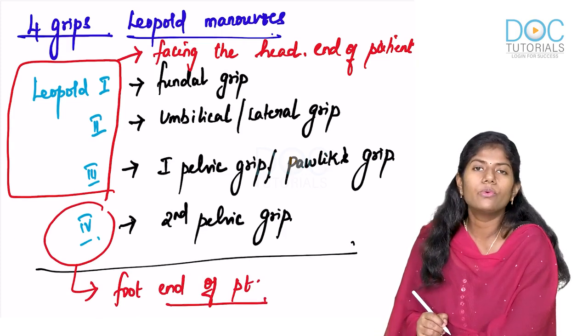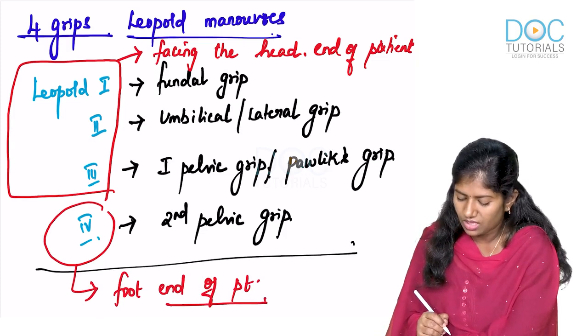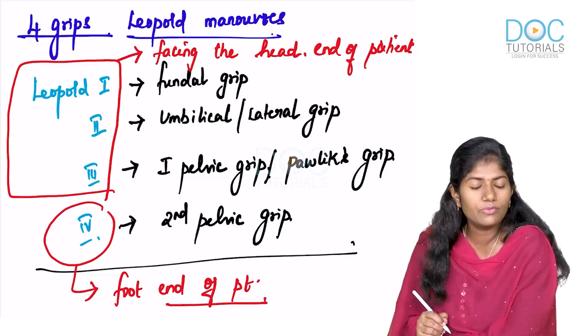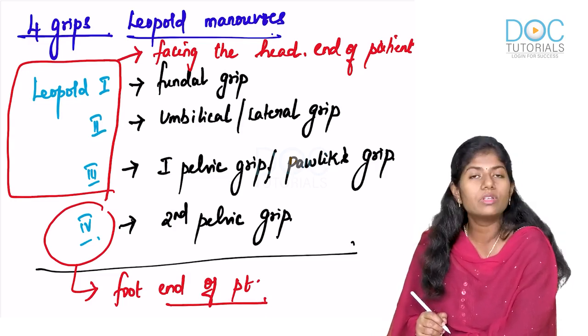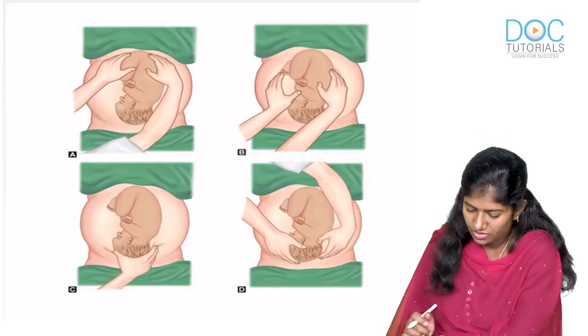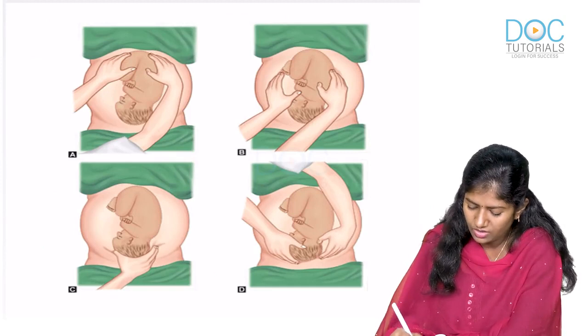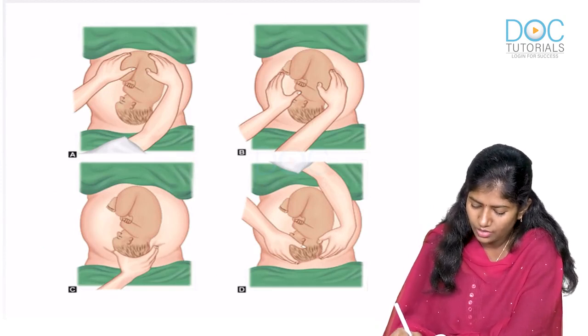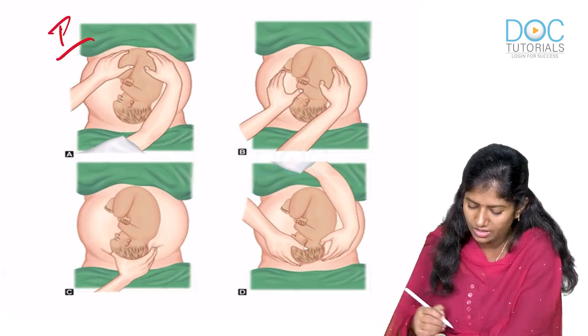Okay. Leopold's 1, 2 and 3 are done with the patient facing the head end of the patient. Leopold's 4 is the only maneuver which is done with the patient facing the foot end. Okay, so here, this is Leopold's 1, which is the fundal grip.